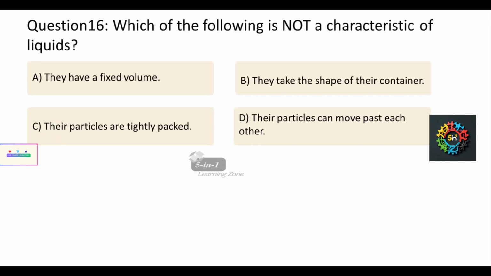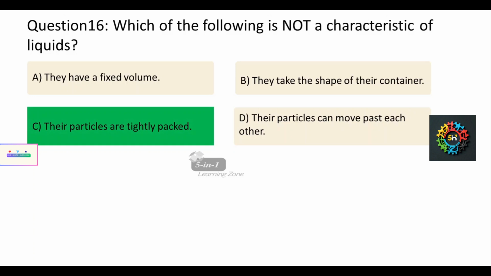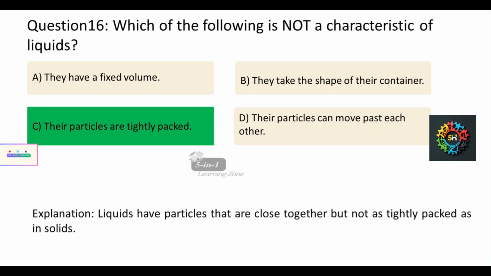Question 16. Which of the following is not a characteristic of liquids? Correct answer: C. Their particles are tightly packed. Explanation: Liquids have particles that are close together but not as tightly packed as in solids.